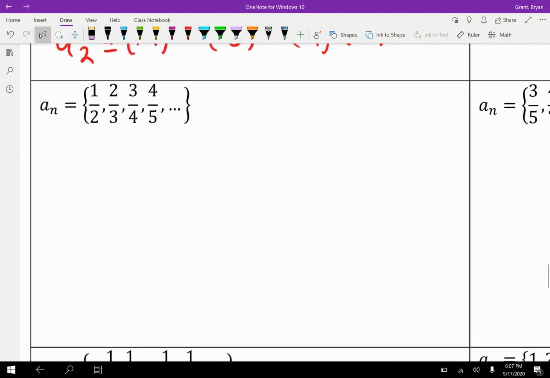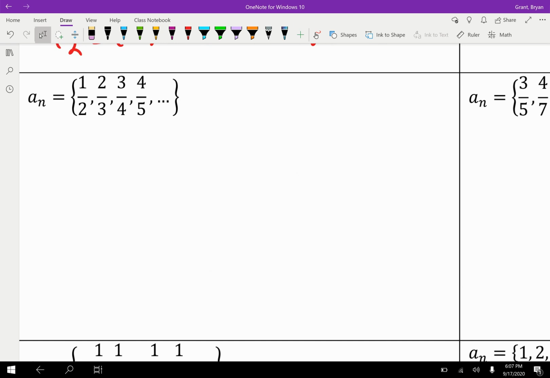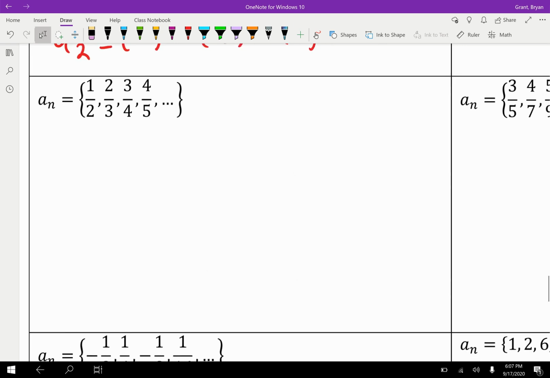Think of them as 2 different patterns separated by that fraction line. And so here's what I'm going to look at. I'm going to say that a sub n equals, and then I'm going to do a fraction and literally treat them as 2 completely separate patterns. So let's look at my first pattern first.